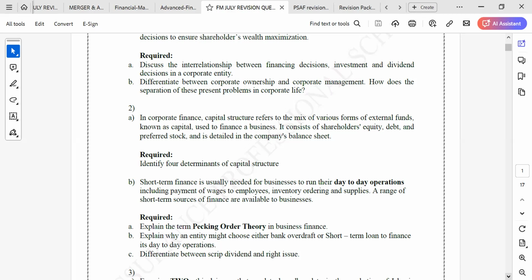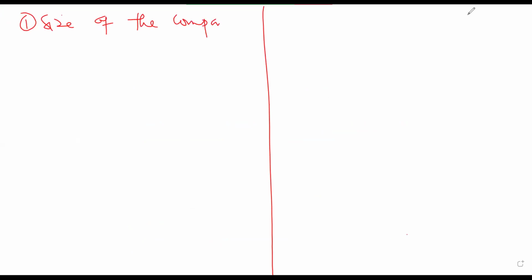The size of the company. Okay, the first one will be the size of the company. So the company that is very big cannot have only equity because the shareholders cannot be able to provide all the funds. So if you are just a startup company within a year, you want to have more debt than equity. The size of the company will also determine the capital structure. What again?